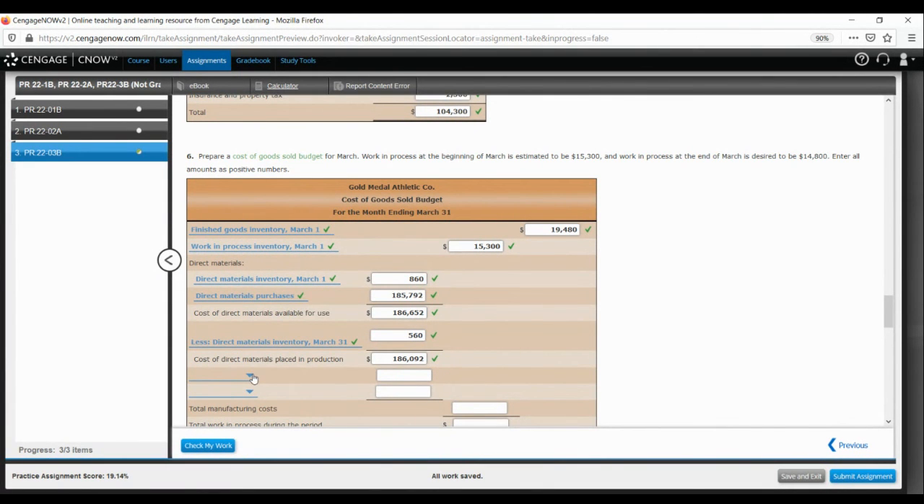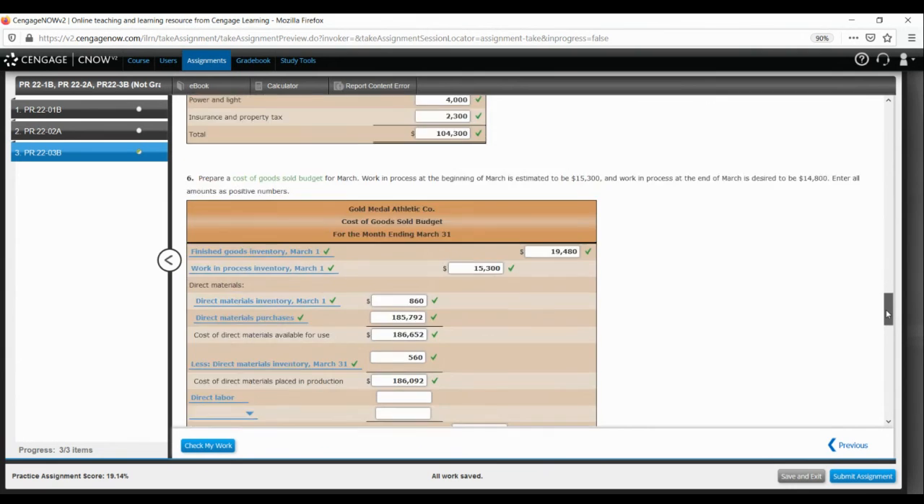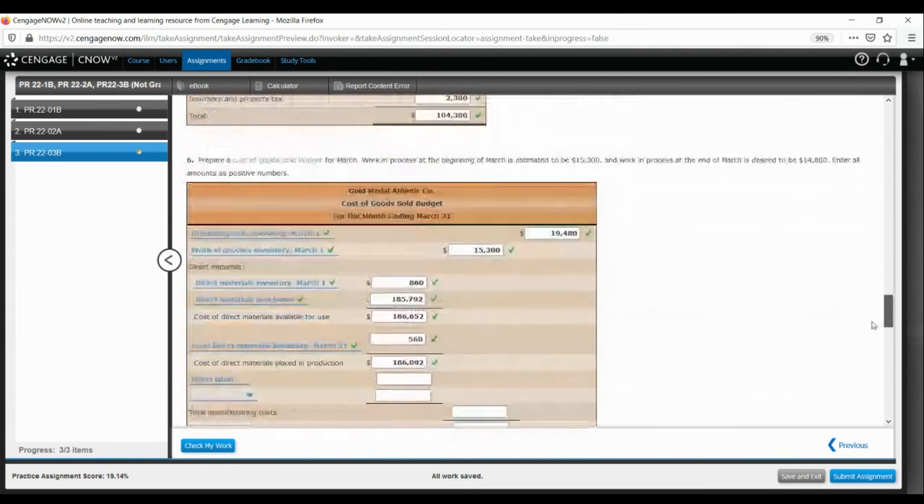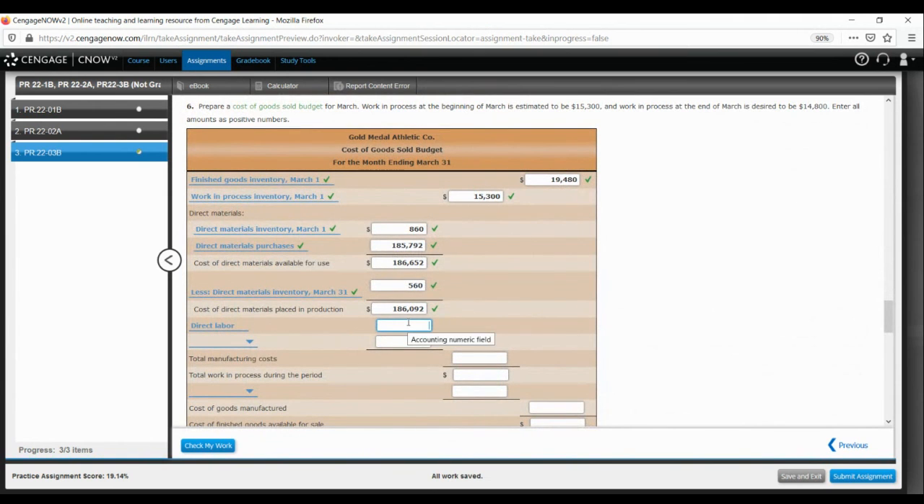To that, you're going to add your direct labor, which comes from the direct labor budget. The direct labor cost was $241,406. This is your materials used plus your direct labor.